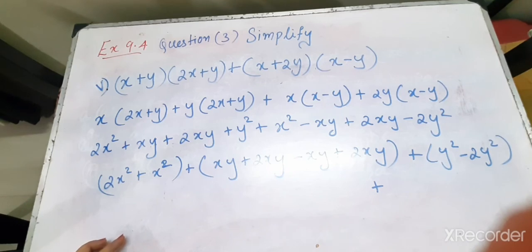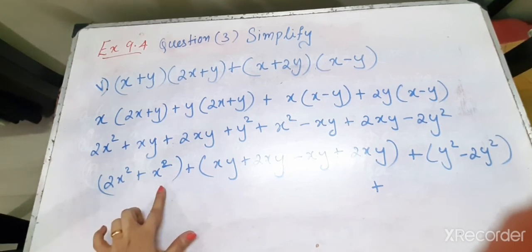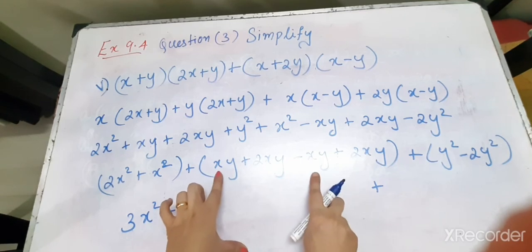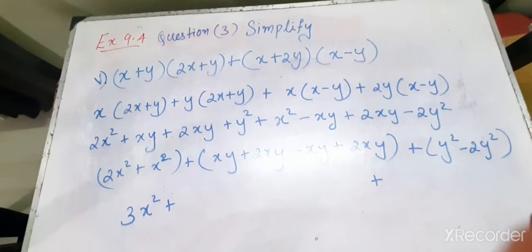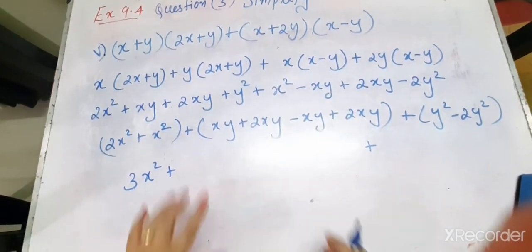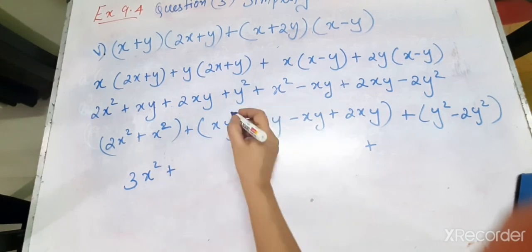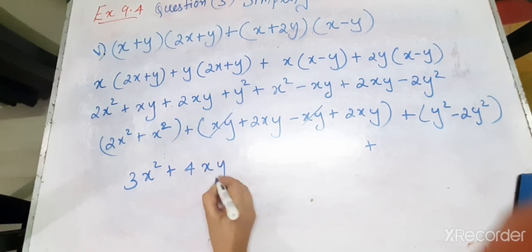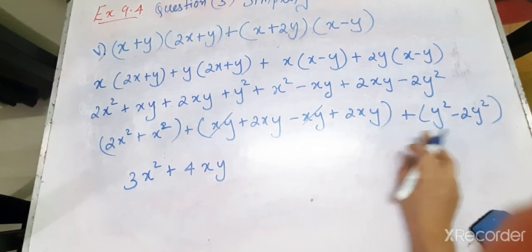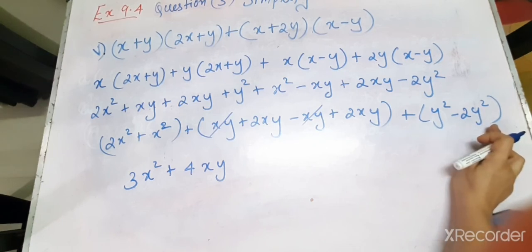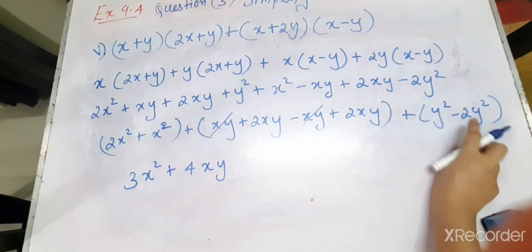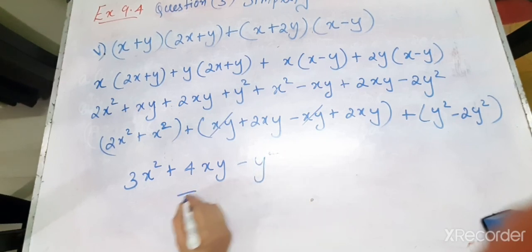Okay, now let us do it. 2x square plus x square, it is 3x square. Then plus xy and minus xy, it will get cancelled. Then 2xy plus 2xy, it is 4xy. Plus y square minus 2y square. Then it will be what? Minus y square. Minus 2 plus 1, that is minus 1, it is. So it will be minus y square. Here this will be your answer.